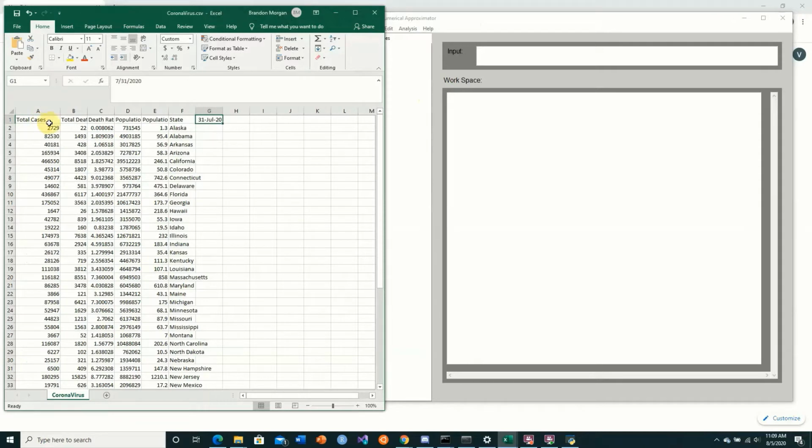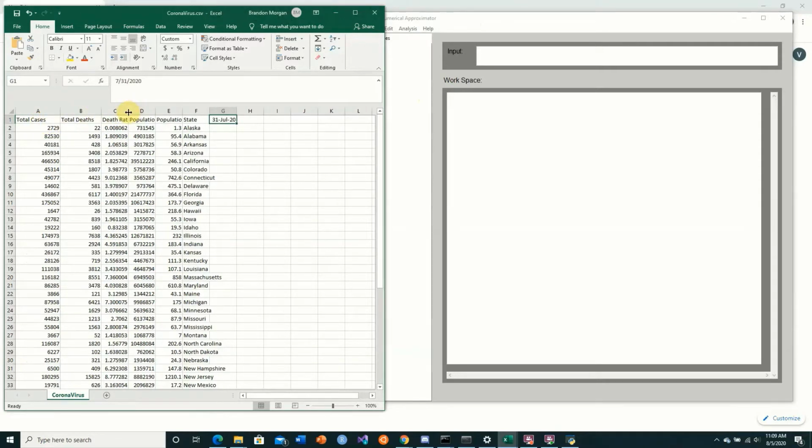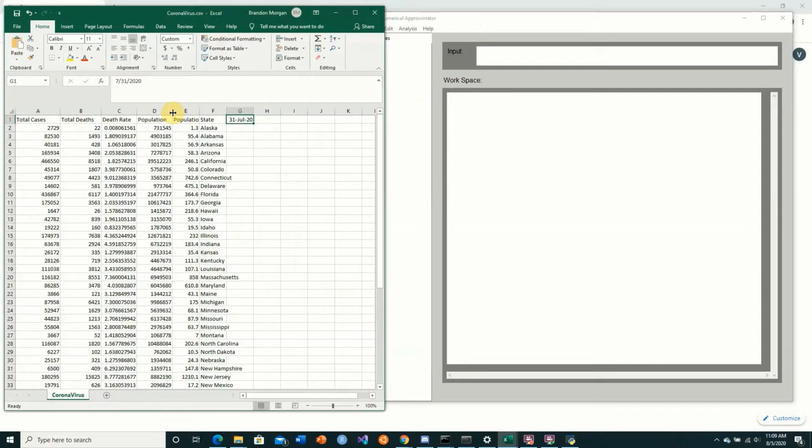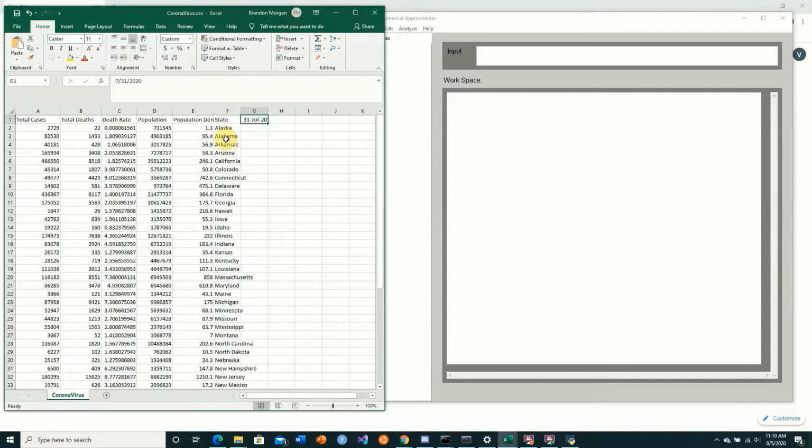Here we have the total number of cases, the total deaths, the death rate, and the population density for each state. So total cases is the total number of COVID-19 confirms. The total deaths is the deaths from coronavirus. The death rate is simply the total deaths divided by the total number of cases. So we can say Alabama has a 1.81% chance of death if you contract COVID-19.